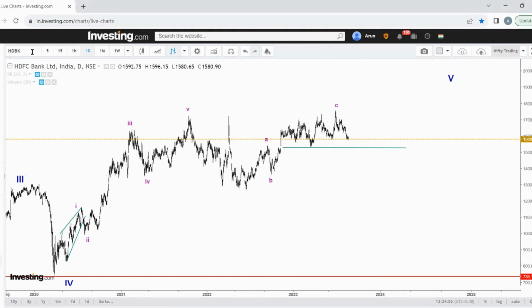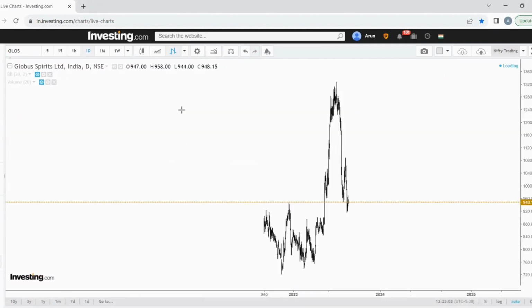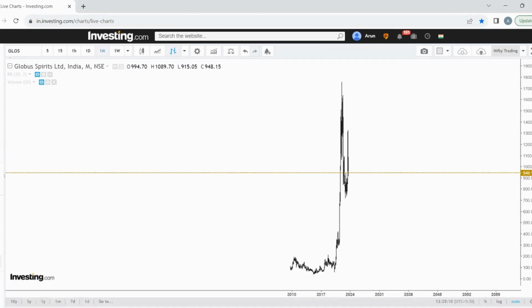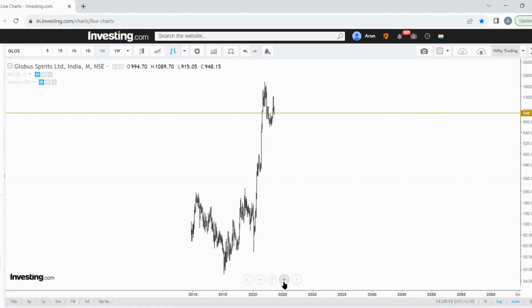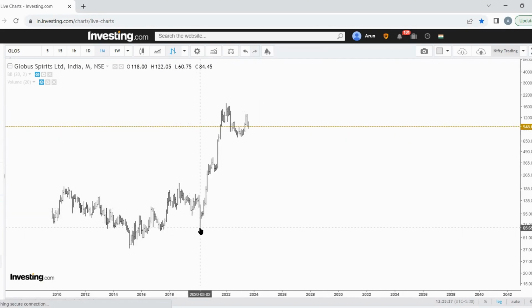The next one is Globus Spirits. Okay, so again, this is a third wave. Before analyzing, we can decide this is a third wave. This can be 1, 2, 3, 4, and a 5. This is what we are seeing in monthly. We do not have much data, so we move to weekly.